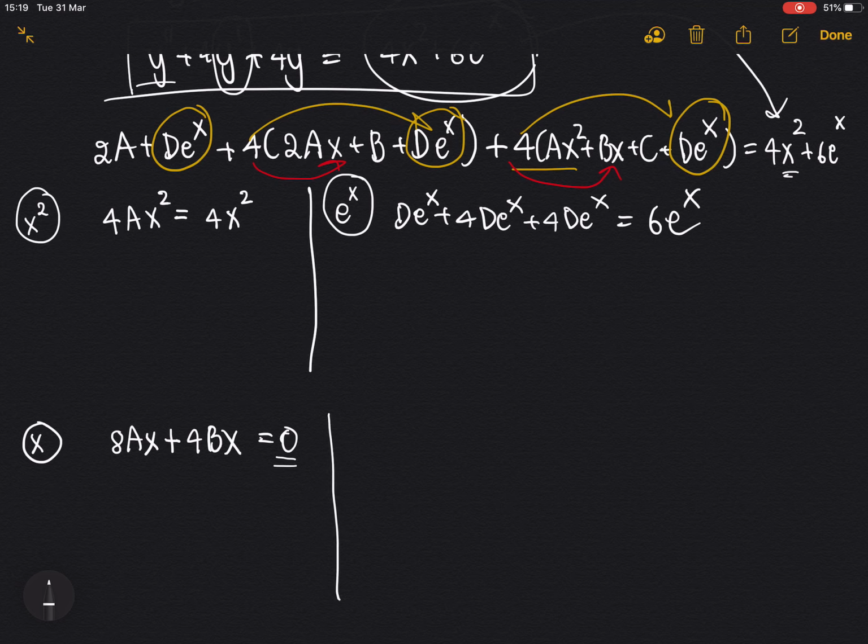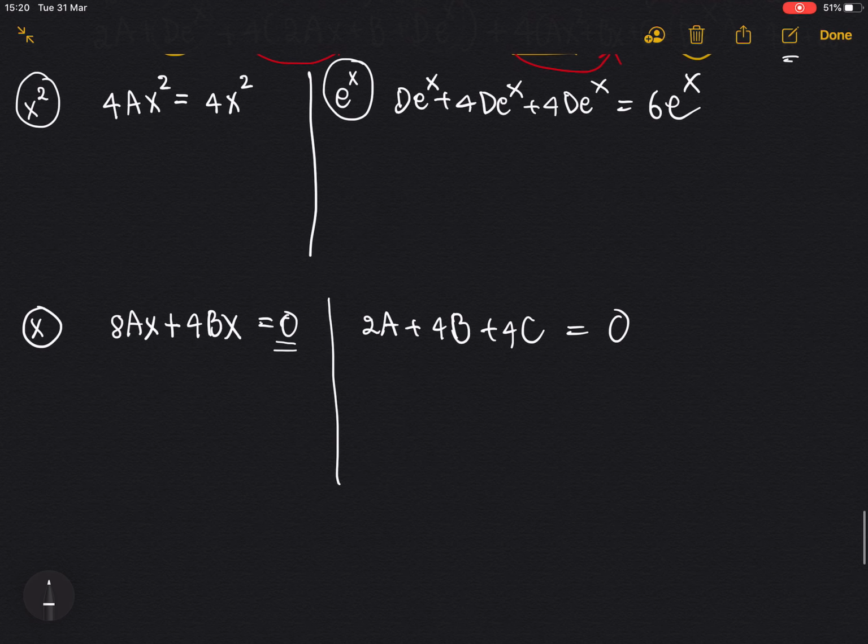And then the remaining term would be for the constant. So we have this 2a, plus 4b, plus 4c equivalent to 0. Since there are no constants on the right hand side of the equation, therefore we will make that equal to 0, right? This x squared and this x squared can be cancelled out. Therefore we have 4a equivalent to 4. So our a is equivalent to 1 in this case.